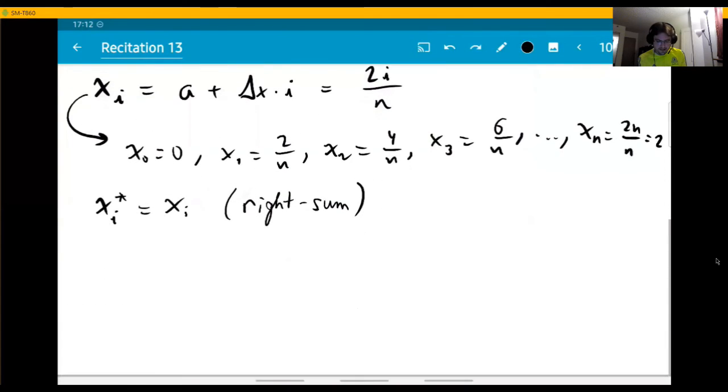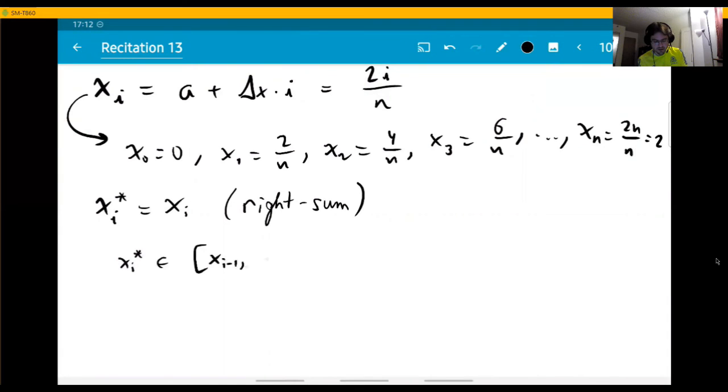So xi star is always a point in the interval from x_{i-1} to x_i, just like x1 star is in the first interval, which is from x0 to x1. And to say that it's a right sum means that you're selecting the right endpoint.